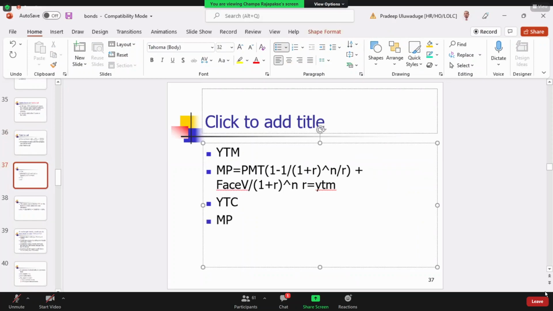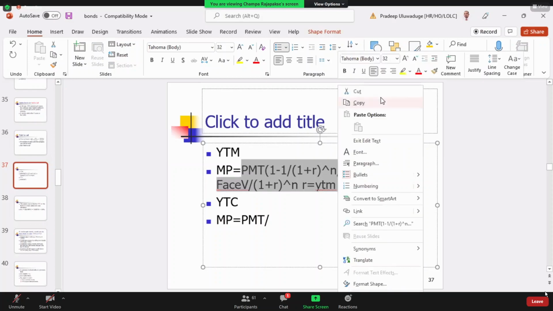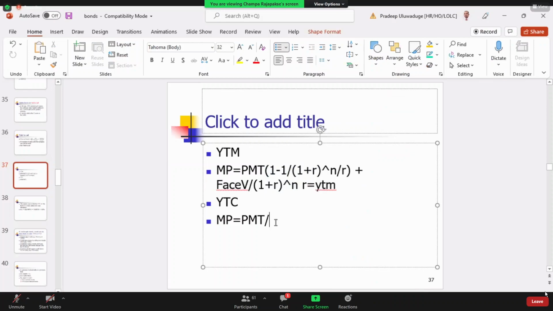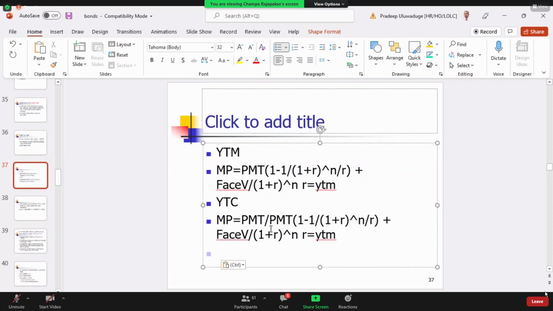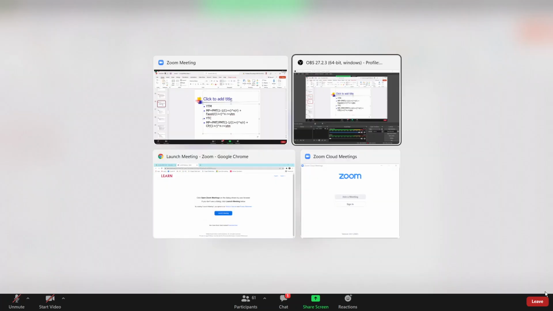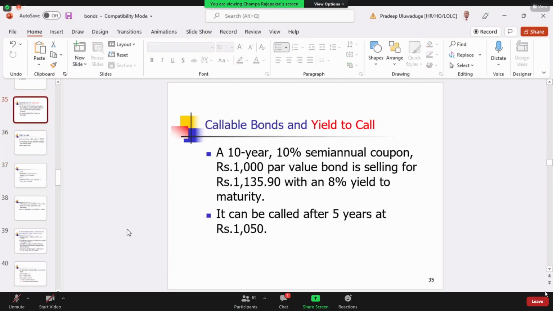Price equals payment divided by, now this part is all the same, right? Let me copy that. Right? You see, and not face value. This is call price. Call price. In the example, it is 1050, right?